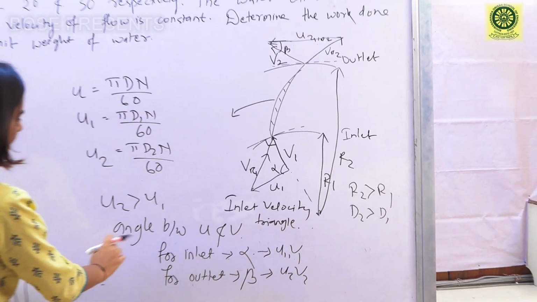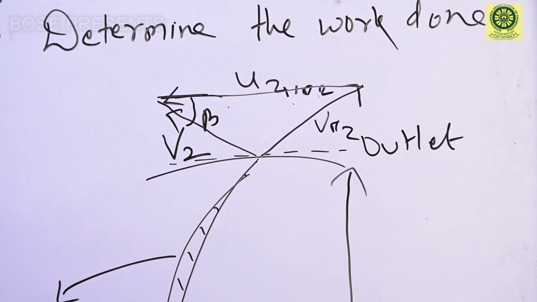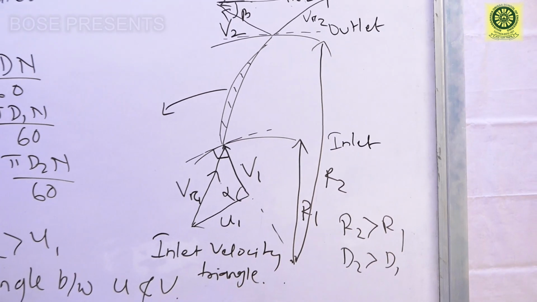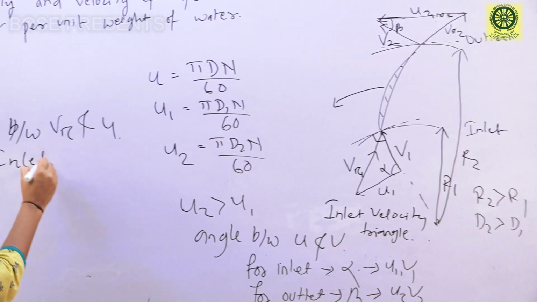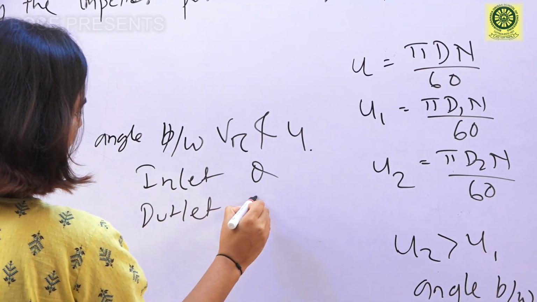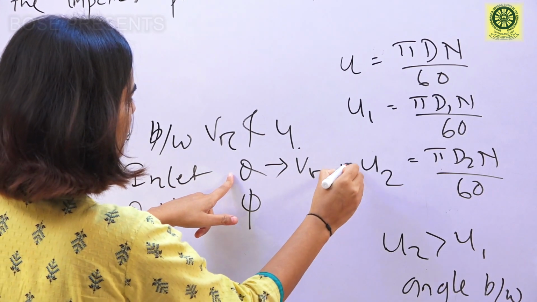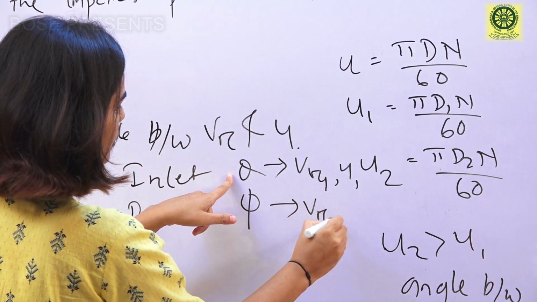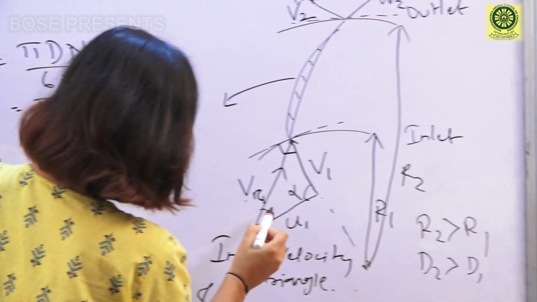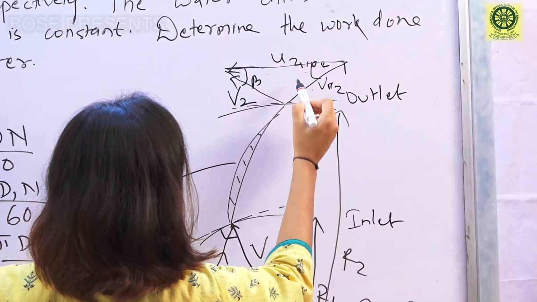Similarly, the angle between VR and U is denoted as theta for inlet and phi for outlet. So theta will be the angle between VR1 and U1, and phi will be the angle between VR2 and U2. Over here, the angle between VR1 and U1 is theta, and here VR2 and U2, this will be phi.